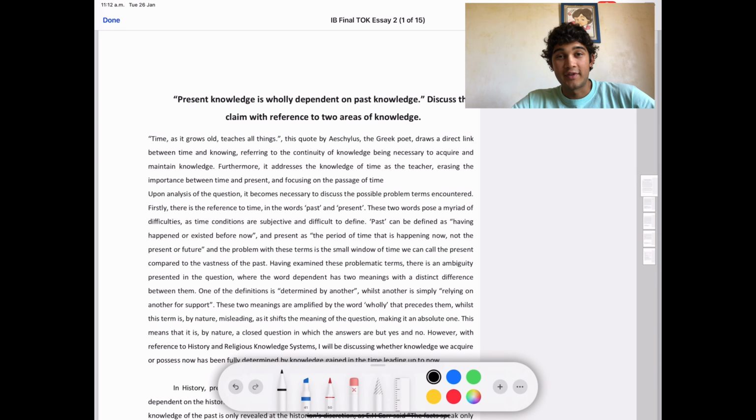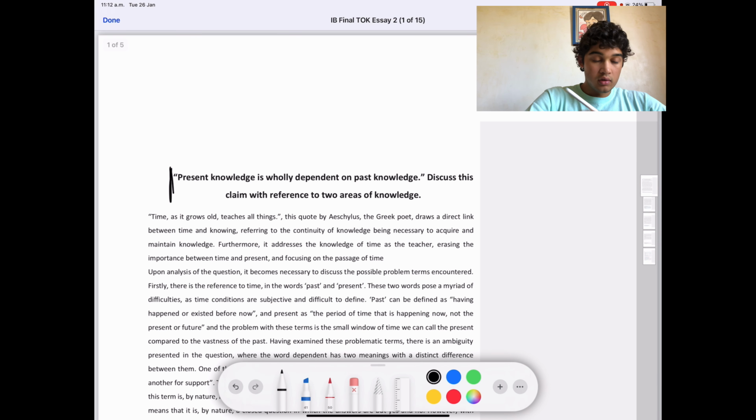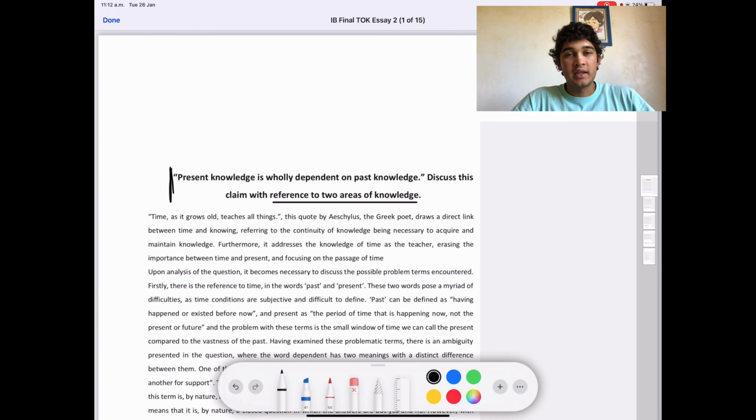There were 6 prompts for the TOK essay. Now I chose the first one, and I started planning and I hated it. I couldn't write anything about it. So instead I chose to change my prompt, and that's when I chose this one, which is: present knowledge is wholly dependent on past knowledge. And you had to discuss this claim referencing 2 areas of knowledge, right? So it's pretty simple in terms of what it's asking you to do.